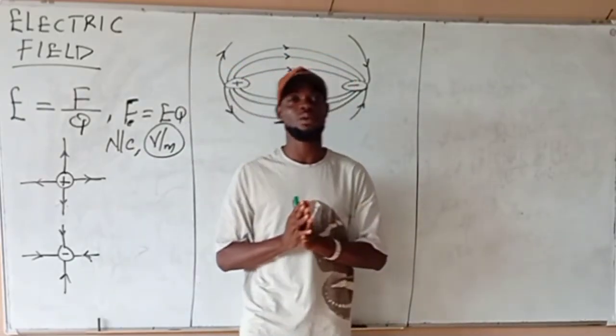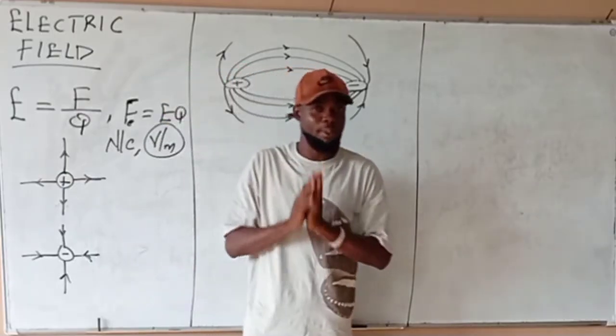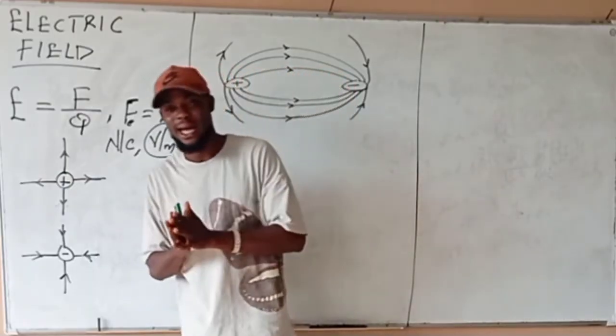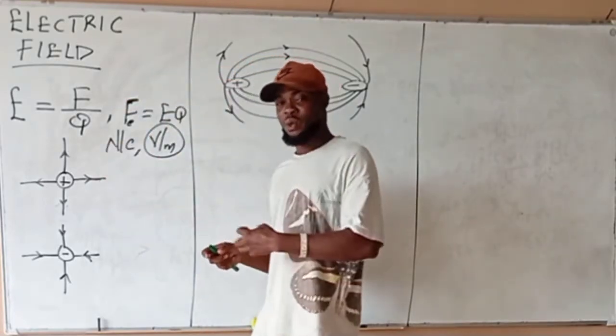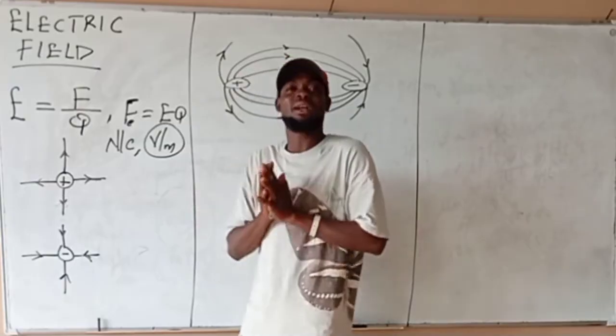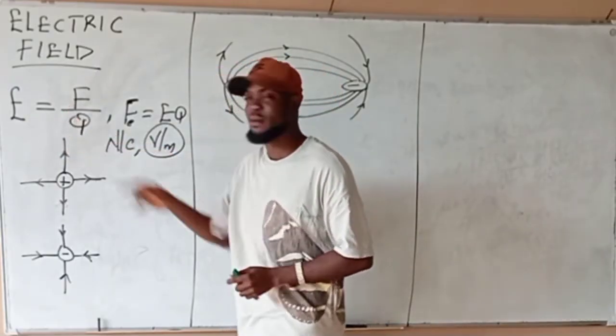And this electric field is a vector quantity. What is the meaning of a vector quantity? It's a quantity that has magnitude and what? Direction. And it also obeys the law of vector addition. So electric field is a vector quantity in which we have magnitude and direction as well. So if you want to calculate the magnitude of a field, you can use this formula.